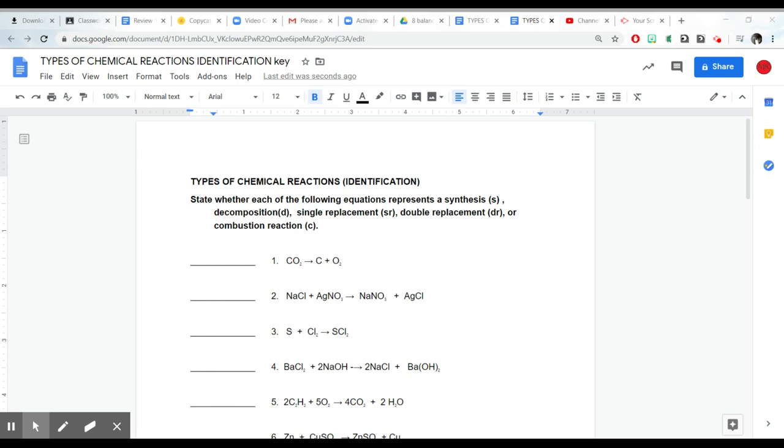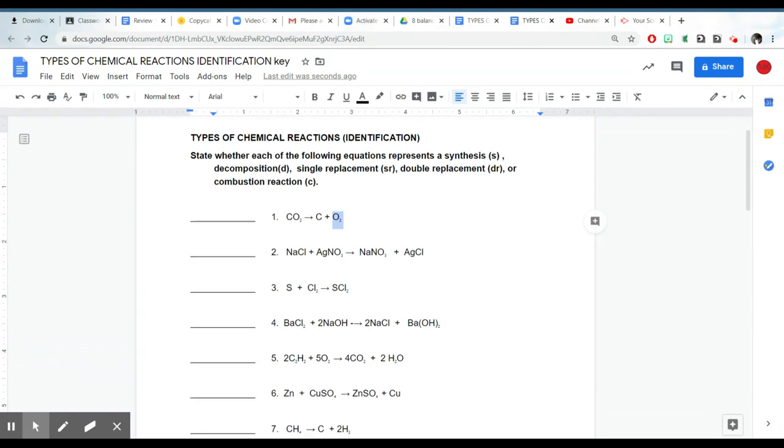Hi, I'm going to go over the answers for this worksheet, types of chemical reactions and identification. As I talked about when we went over this, I want you to pull out combustion first. People put number one as a combustion. Yes, it does have oxygen gas right there, but it's a product, not a reactant. So that is not combustion.